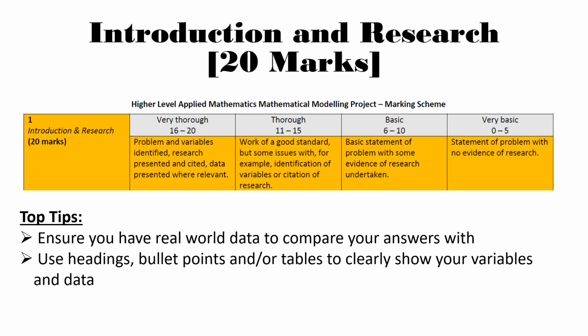Use headings, bullet points, and or tables to clearly show your variables and data. I would say headings, bullet points, they're your best friends. Tables are so easy to do without having to do a lot of words. And put your references at the end of this section. Again, you don't have to. That is just a tip for me. I think it will be easier to keep that out of your word count then.